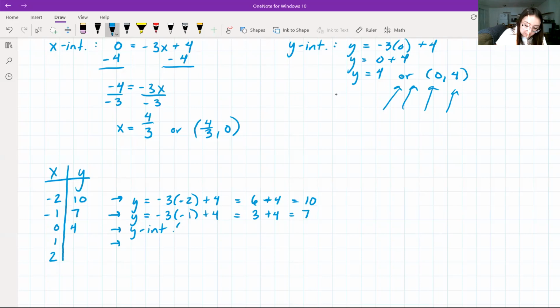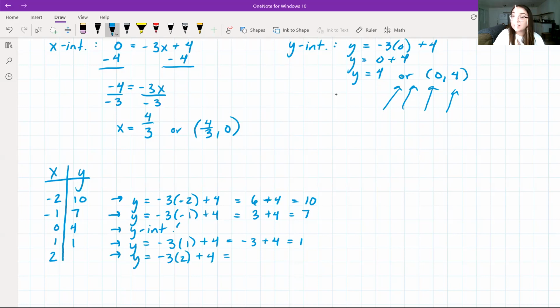Now we can plug in 1, so we get y is equal to negative 3 times 1 plus 4. That will be negative 3 plus 4, and our answer will be 1. Then lastly, we want to do 2, so we'll get y is equal to negative 3 times 2 plus 4, which will give us negative 3 times 2 is negative 6, and plus 4. So this will be negative 2.